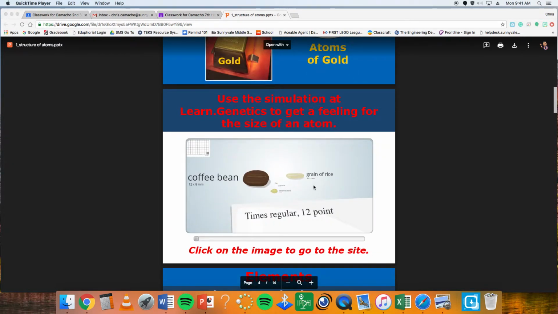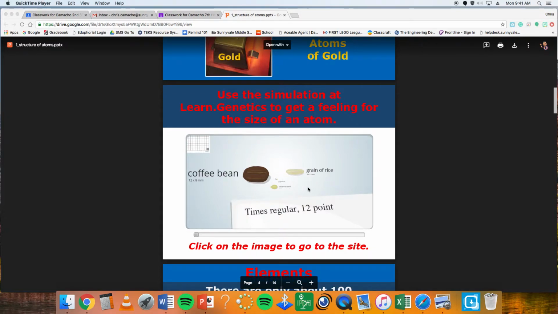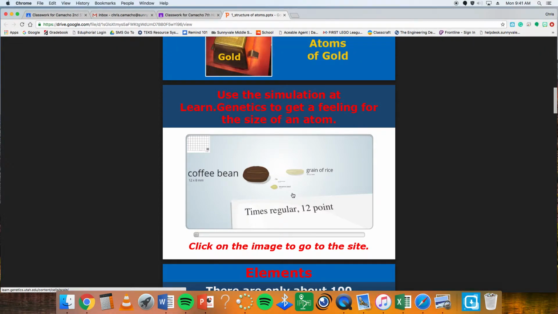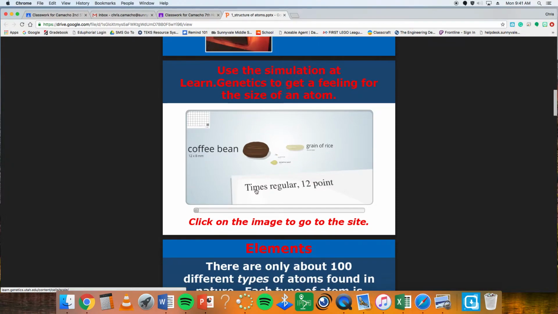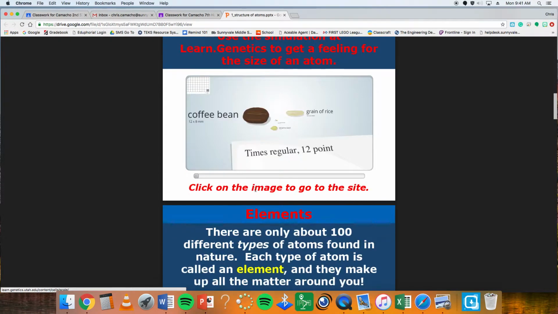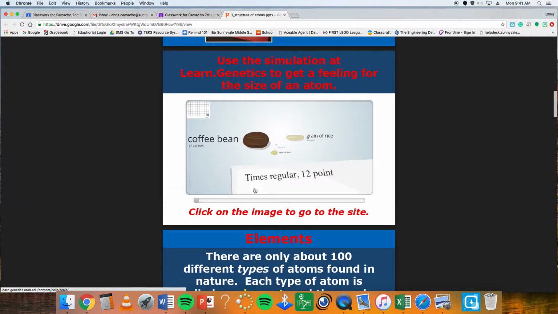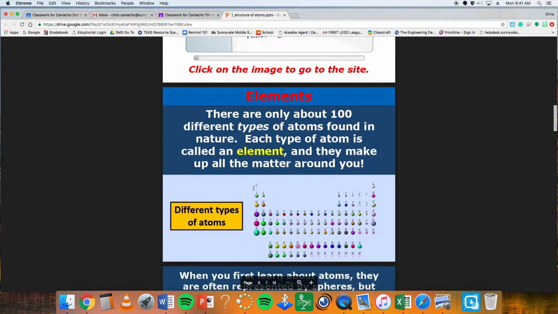They're super small, and you're going to have access to this PowerPoint. When you click on this image and click this little button and drag it to the right, you'll be able to see the size of an atom. This is the size of a coffee bean, grain of rice, and it just gets smaller and smaller. It'll even show you bacteria and viruses, maybe like a virus that we all know and love that's going around the world right now. But let's keep looking here.